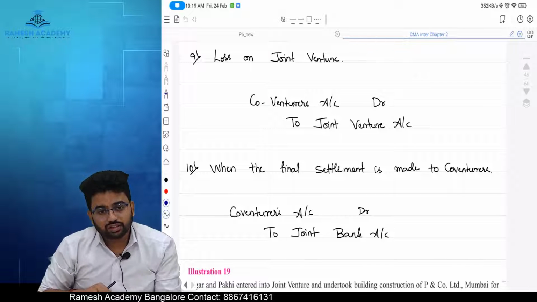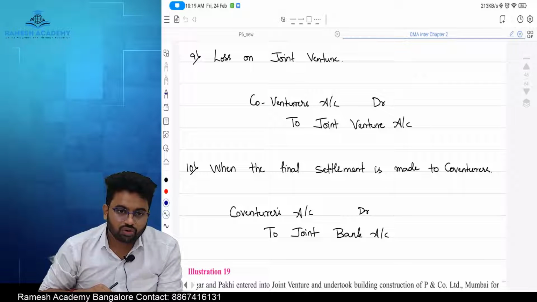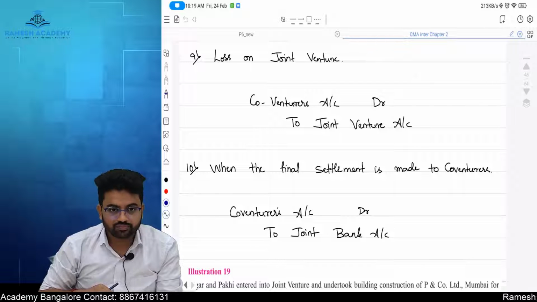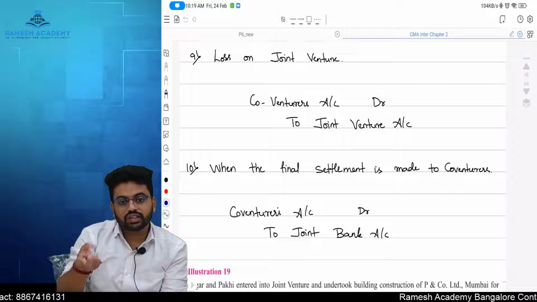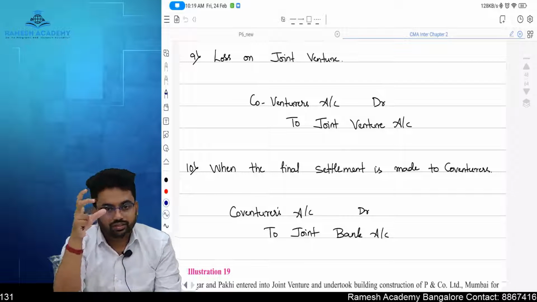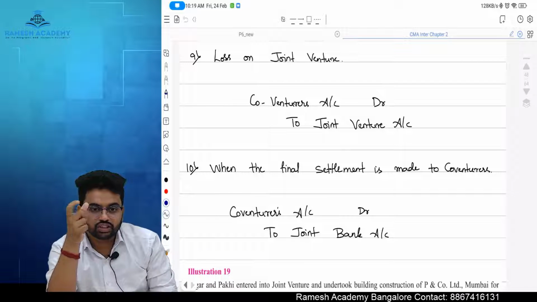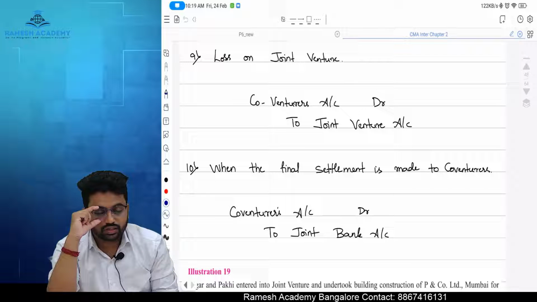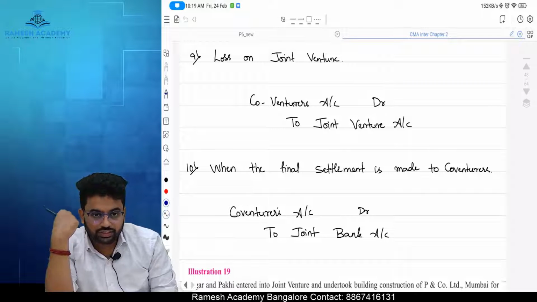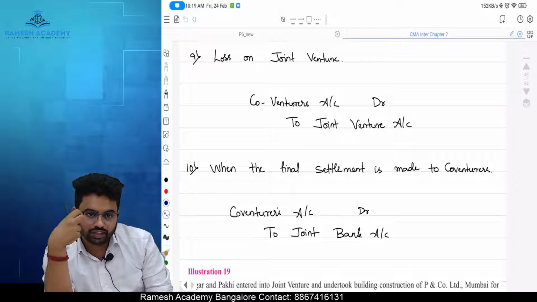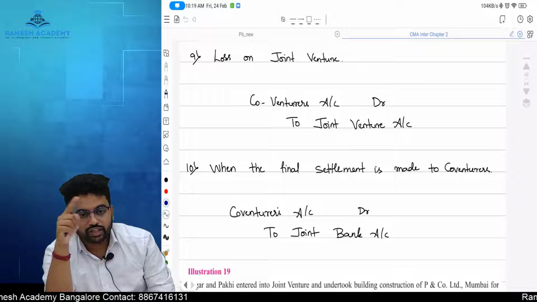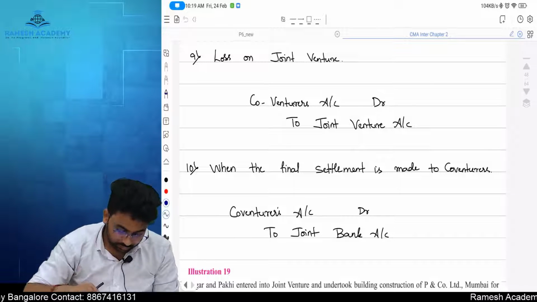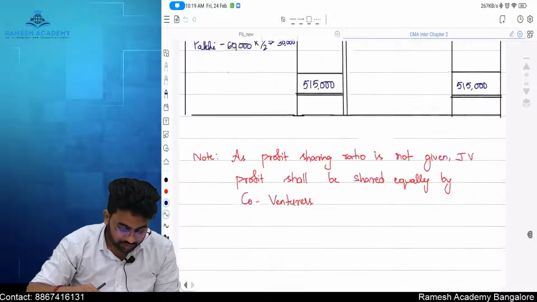Finally, after doing all the business, our co-venturers should take some money, no? Or they have to bring the money, no? Depending upon whether the business has to give them or they have to give to the business, their account will be debited and credited along with the joint bank account. Okay, if joint venture is giving a profit and they are eligible for taking out some money, entry will be co-venturers account debit to bank account, whereas if they have to bring the money, joint bank account debit to co-venturers account. This is the first method.